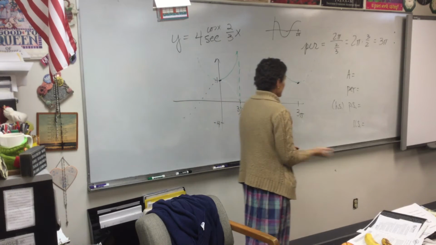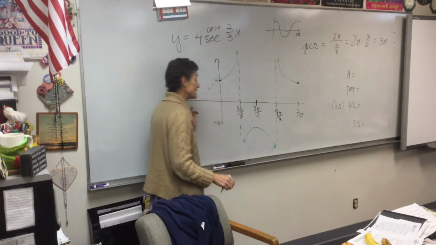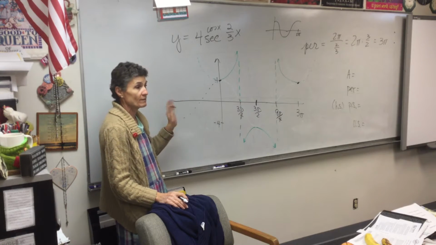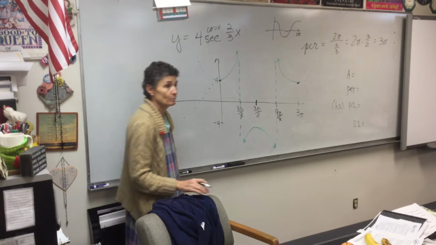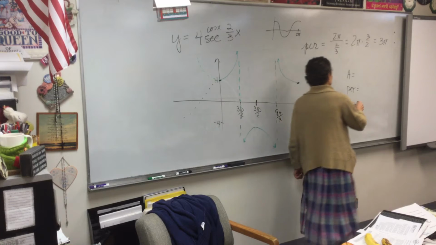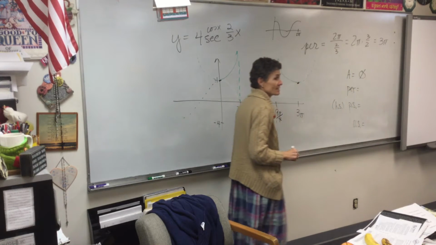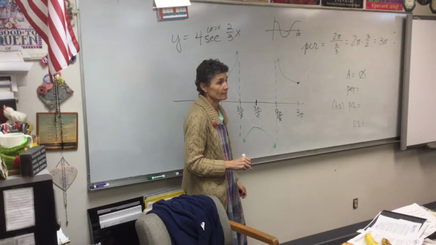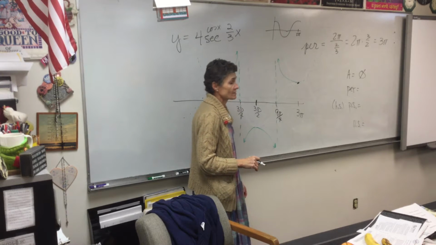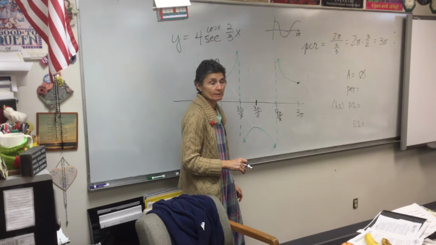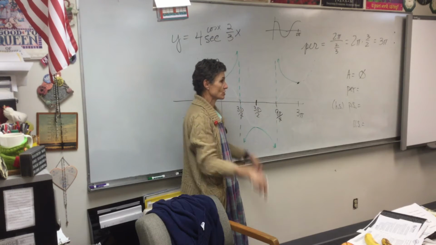Let's fill in our blanks. What's the amplitude of this green picture now? I'm looking at the green one, the secant. What's the amplitude? There is none. I'll give you a little hint. The only functions that have amplitude are sine and cosine. The only trig functions are sine and cosine. Everything else has arrows that shoot up or down.